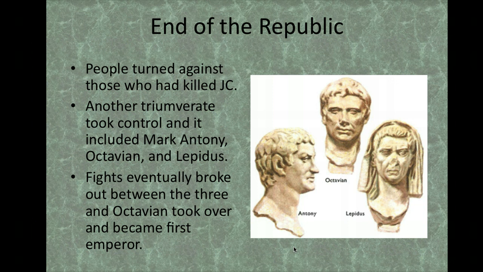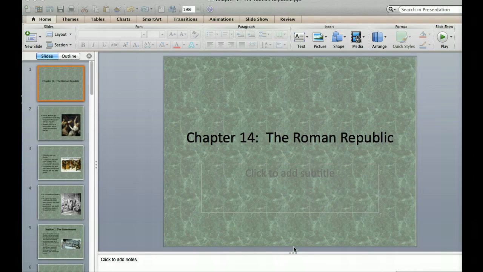Guys, Mark Antony, who was Caesar's kind of right-hand military man. Octavian, who was his grandnephew, was kind of surprised that all of a sudden he just got all this stuff in the will. And Lepidus was another person that isn't all that major, but he was one of the second triumvirate. Fights eventually broke out, and Octavian took over, and he really became the first emperor, although he didn't actually take the name emperor. And there we go.